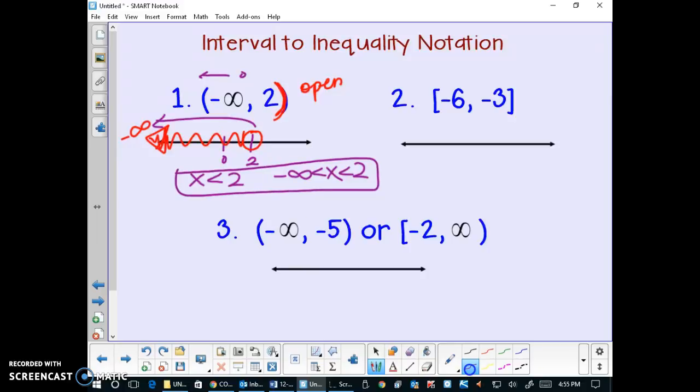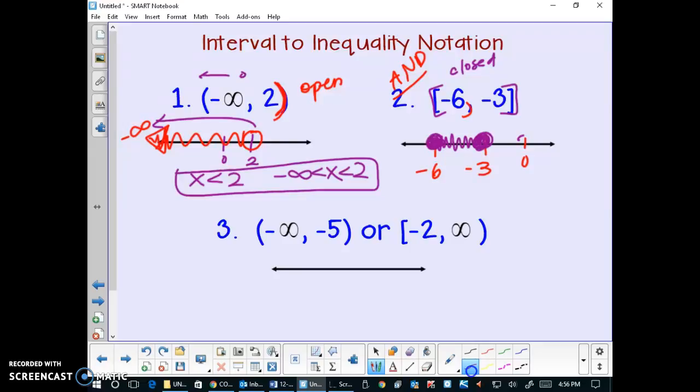All right, number 2, since we're going from a number to a number, this is actually going to be an and compound inequality. So we're starting at -6, and we're going to -3. Now, since they're both brackets, they're both going to be closed circles. So I have a closed circle at -6, I have a closed circle at -3, and it's telling us it's shaded from -6 to -3. So all of this are our solutions here.